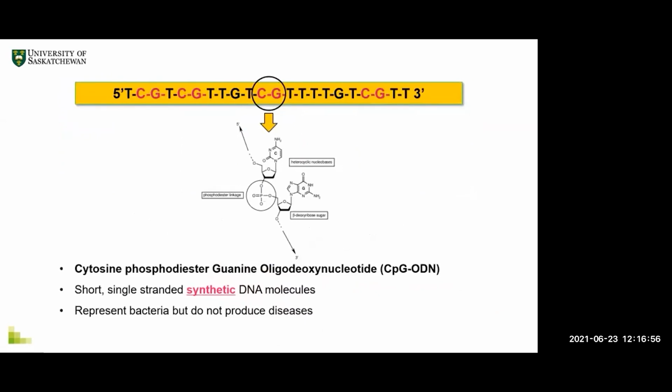CpG-ODN, or cytosine phosphodiester guanine oligodeoxynucleotide, is a short single-stranded synthetic DNA molecule. This is the molecule we are focusing on in our study, and you can see the nucleotide sequence here. It contains cytosine, guanine nucleotides, and also 2-deoxyribose sugar, and in between there is a phosphodiester linkage. This CpG-ODN represents CpG motifs of bacterial DNA, and it can stimulate the immune system of vertebrate animals, including chickens, without causing any diseases.